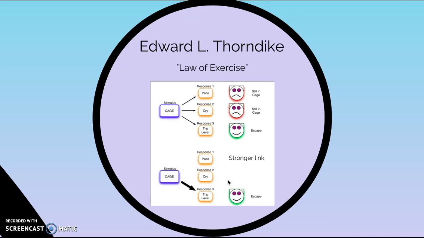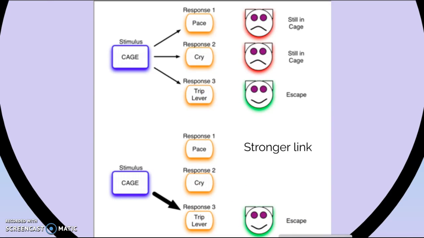The picture here provides a nice visual to explain the law of exercise. Let's say that a dog is in a cage. It paces around not knowing what to do. And since the behavior is not the correct behavior that the observer is looking for, the dog is left in a dissatisfying state of affair because it is still in the cage. The second response of crying produces the same outcome.